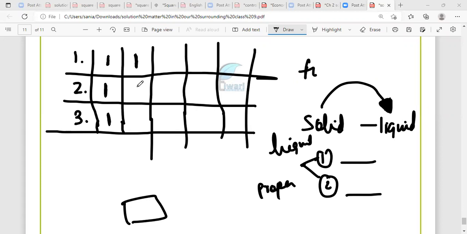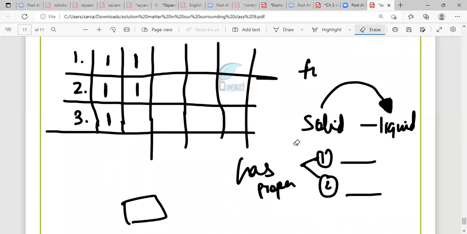Very good, Jasleen. Now, Adil, you are going to tell me the two properties of gas. Gaseous state. They are easy to compress and have no definite volume and shape. Okay, good. Very good. 1 mark to you.